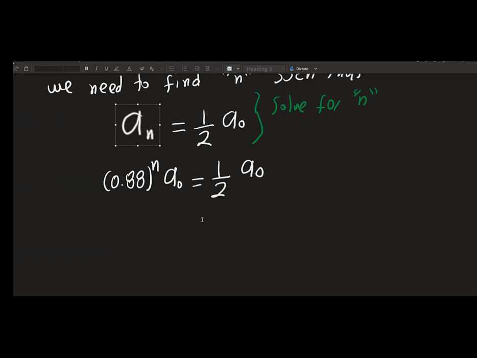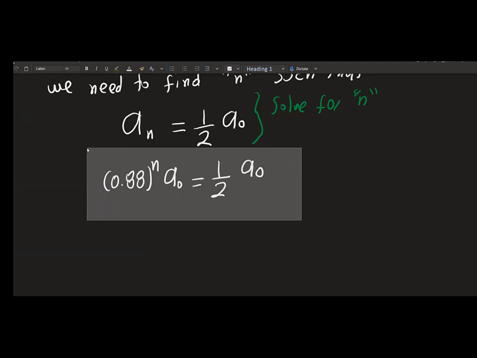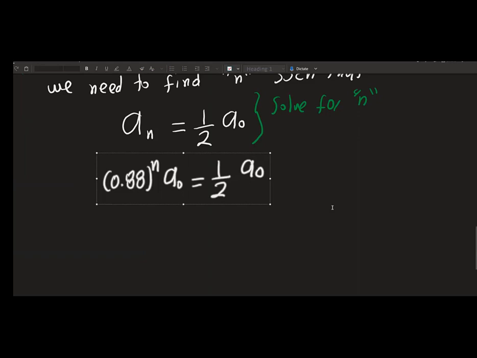Questions about that? Any questions? Remember, we are looking for N here. Okay, so this is the part where I'm going to ask you to work on your own a little bit. I'm going to give you a couple of minutes. Please work on solving this equation for N. Do it on your own, and I will check with you a couple of minutes later, okay?